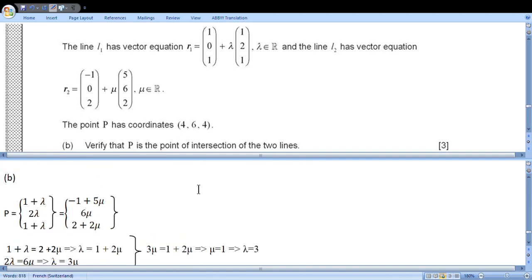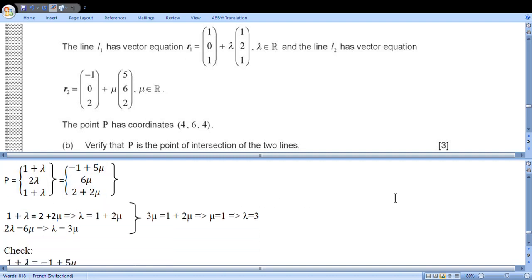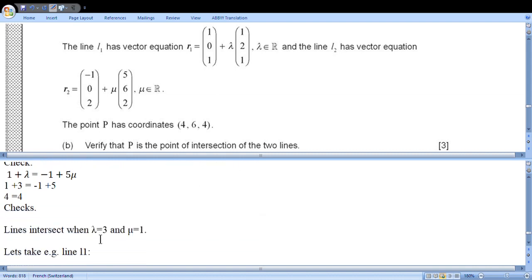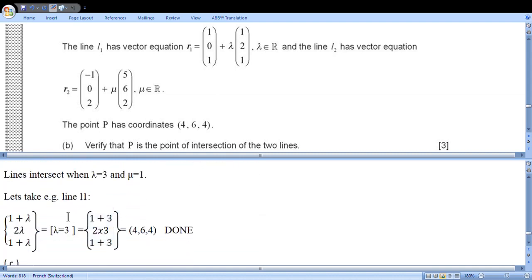So first of all, at point P, the values of coordinates are equal, so this is why we equate values of coordinates, and out of this we can find the values of the parameters when this happens. So this happens when lambda equals 3 and mu equals 1. And let us find at which point this happens. For example, let's take L1, lambda equals 3, we get 4, 6, 4. It is exactly this point. So they intersect, and it is the point 4, 6, 4.